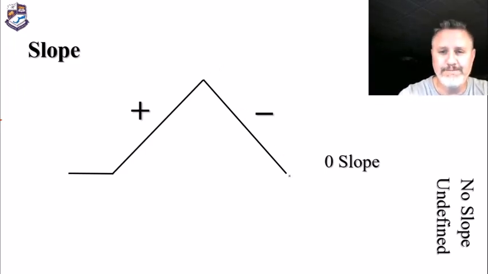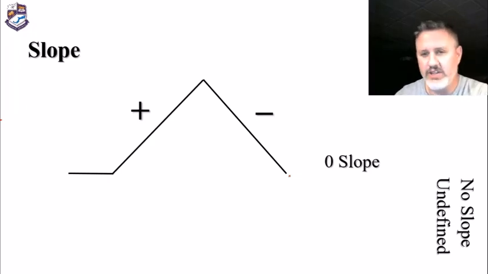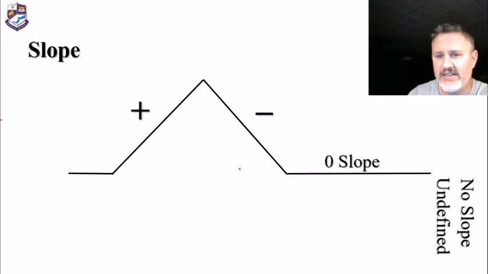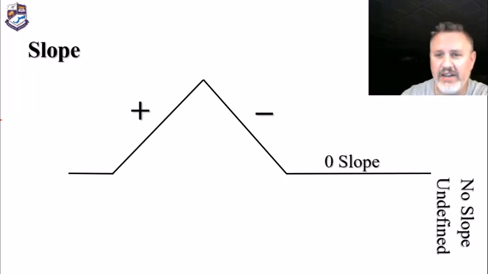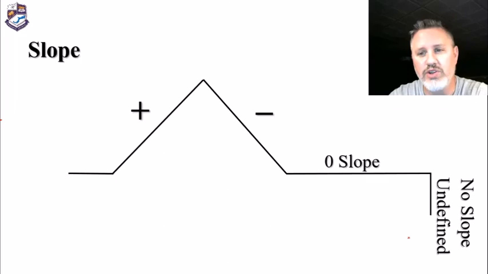All right. And then slopes that are going this way, that are completely flat, have a 0 slope. That's important to remember. And then finally, let's say, oh, I fall off the cliff. That's called no slope or undefined. A vertical slope is undefined or no slope, and a horizontal slope is zero. So that can get confusing.